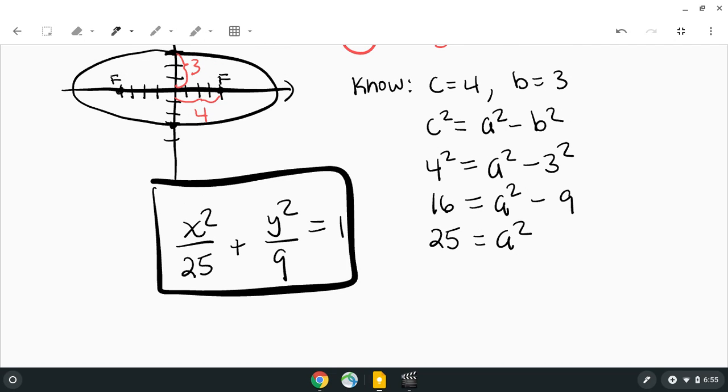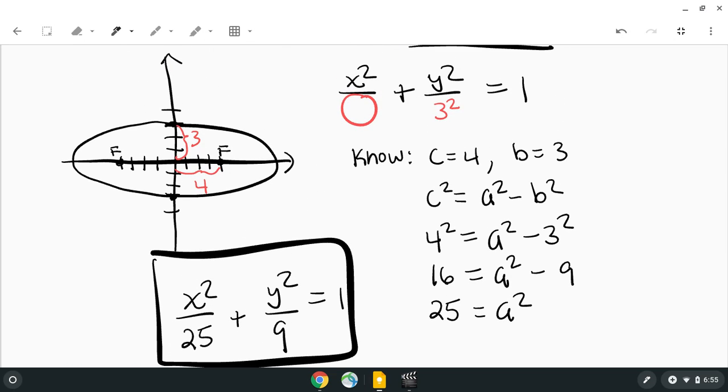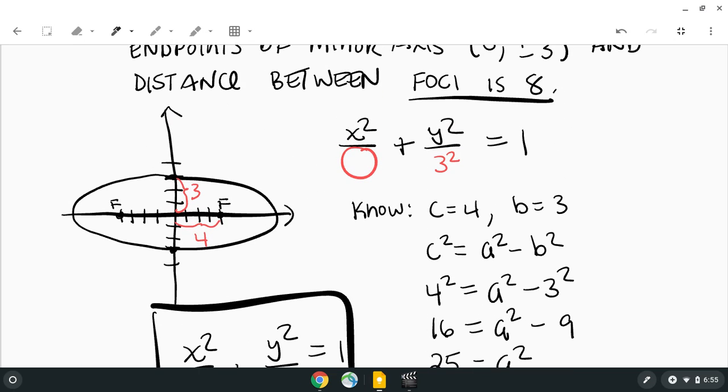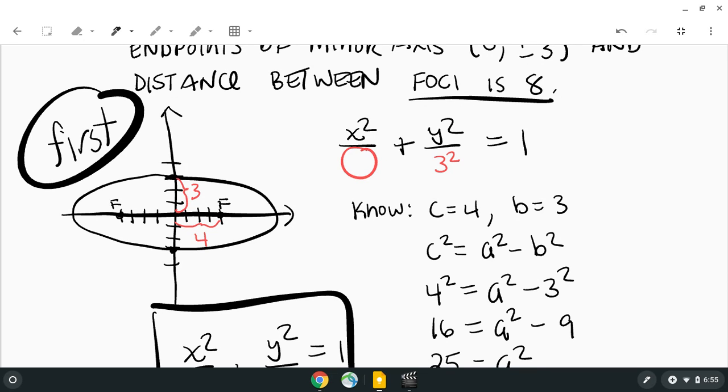Okay, so that's how you would come up with the equation. Again, sketch everything first and try to extract as much information from it. You should be able to get one of the denominators, and you should be able to get the c value. If you can get that, then all you need is this formula right here to find the missing denominator.